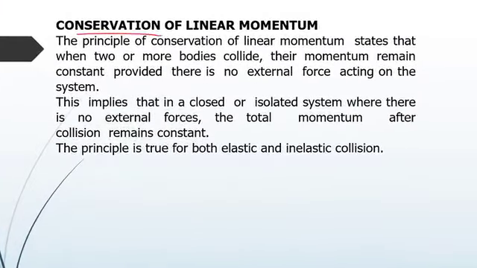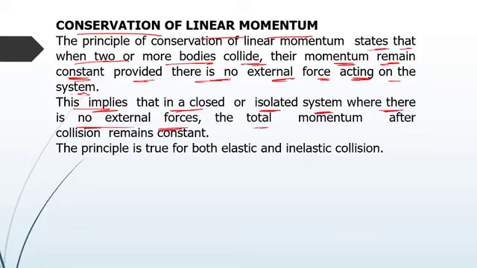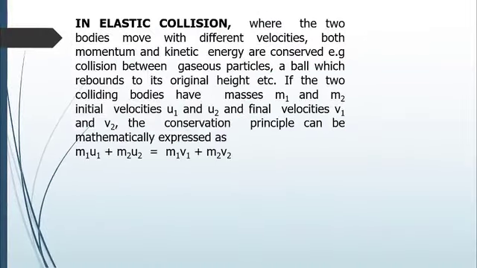Now let's talk about conservation of linear momentum. The principle of conservation of linear momentum states that when two or more bodies collide, their momentum remains constant, provided that there is no external force acting on the system. This implies that in a closed or isolated system where there are no external forces, the total momentum after collision remains constant with the momentum before collision. This principle is true for both elastic and inelastic collision.